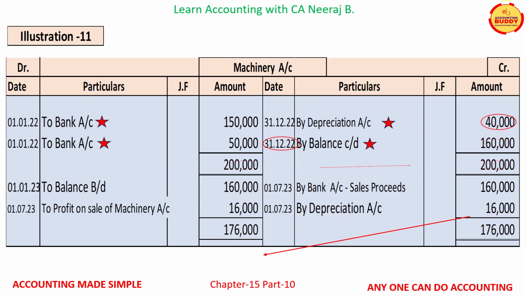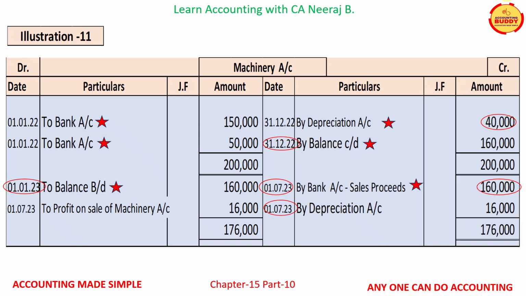The closing balance of $160,000 as on 31st December 2022 will become the opening balance as on 1st January 2023 and will be recorded on the debit side of the account by writing the words to balance brought down. On 1st of July 2023, machinery is sold for $160,000 and is posted on the credit side of the machinery account by writing the words by bank account.